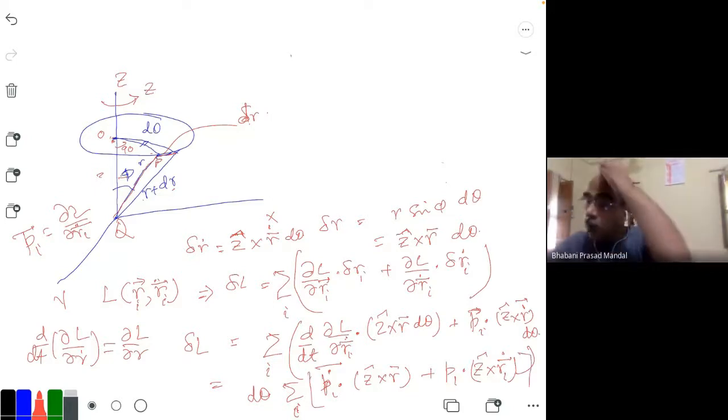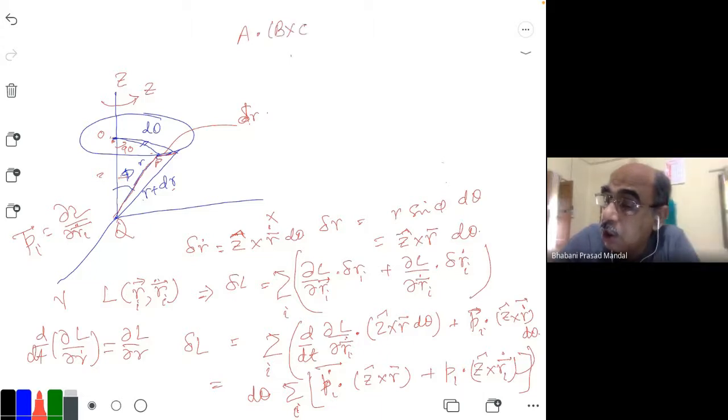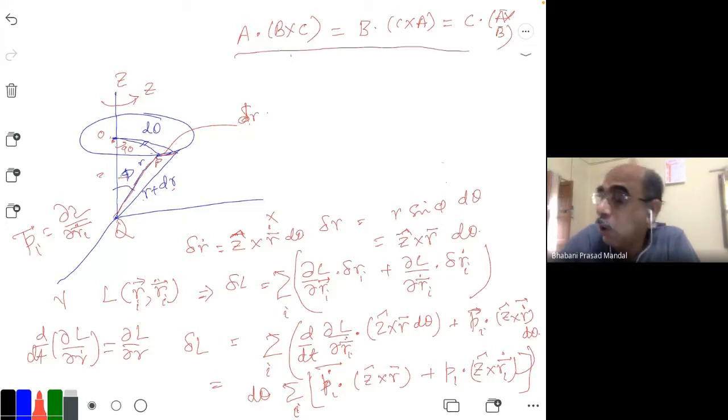Okay. Now I'll be using some vector identity. Let me tell you what vector identity I'll use. If you have a dot b cross c, then this vector identity, verify yourself, is b dot c cross a, same as c dot a cross b. This vector identity will be used for these two terms.